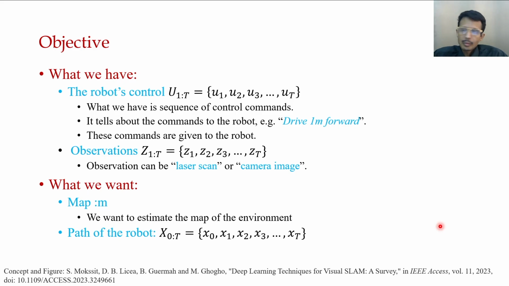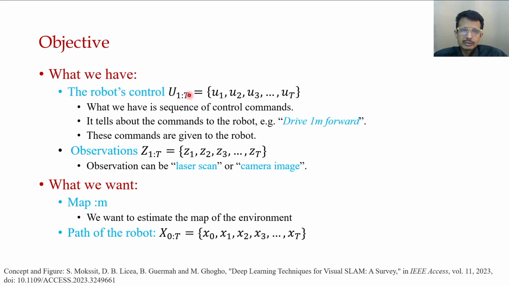Now, what is the objective of visual SLAM? Let's see what we have and what we want to do. We have the robot's control, the control parameters that control the robot. So it's a sequence of control commands.